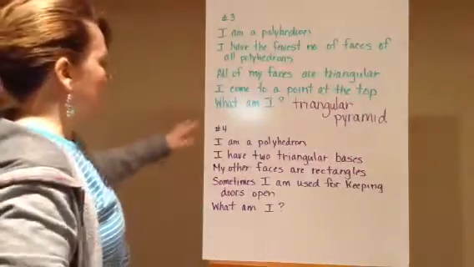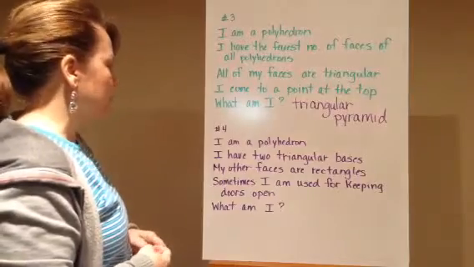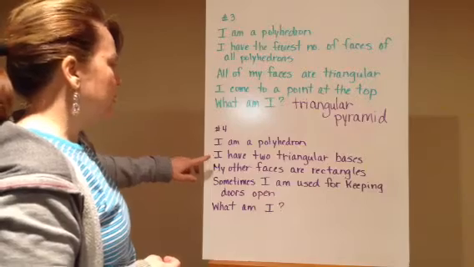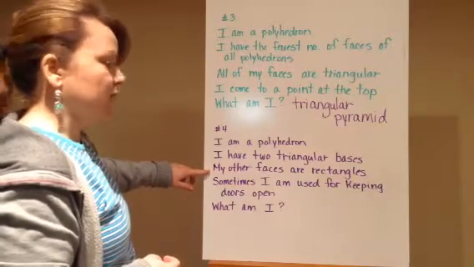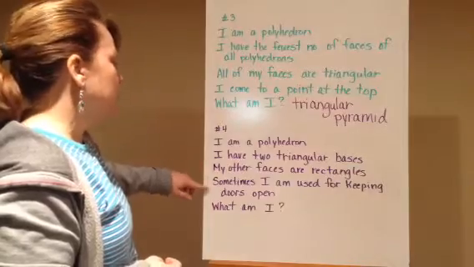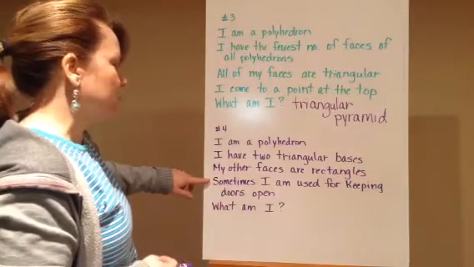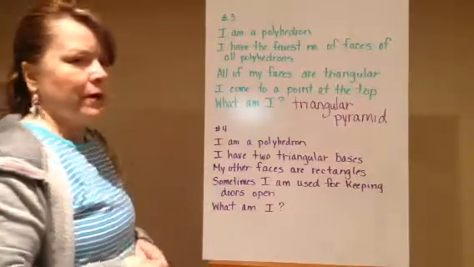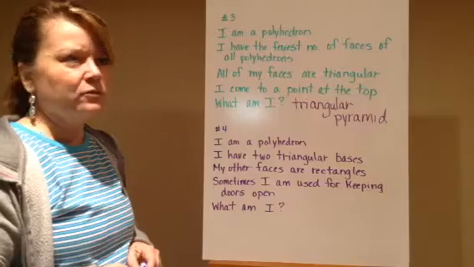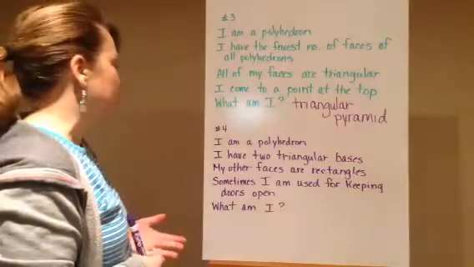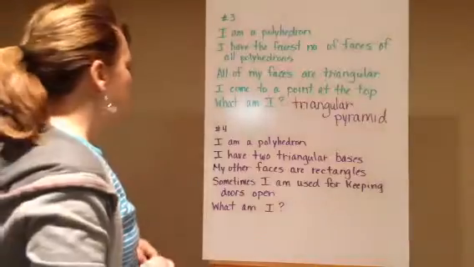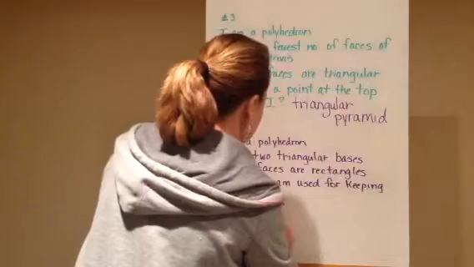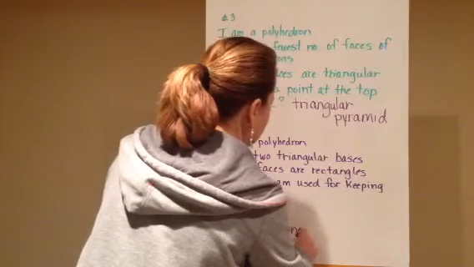Okay? Fourth riddle. I am a polyhedron. I have 2 triangular bases. My other faces are rectangles. Sometimes I am used for keeping doors open. What am I? I think we have some of those at school. What are those called? My cat's trying to answer the question. If you guessed triangular prism, that would be correct.